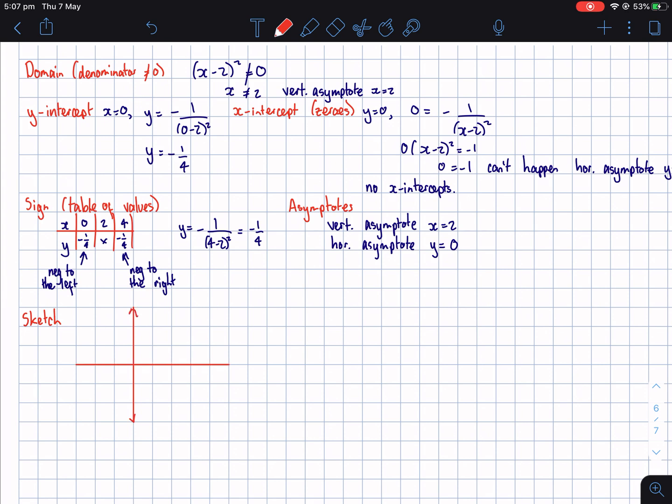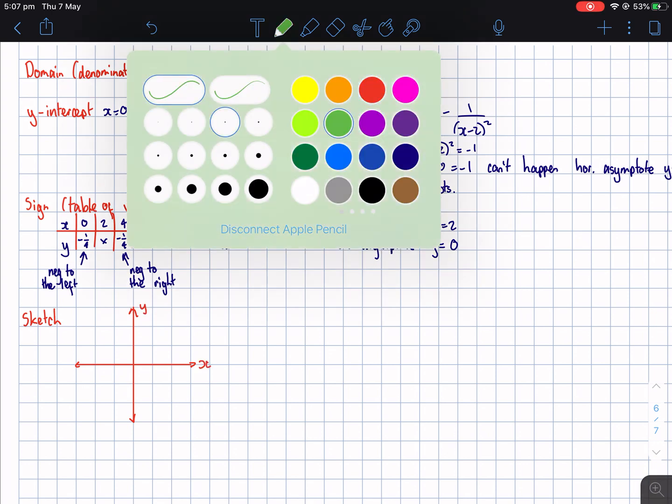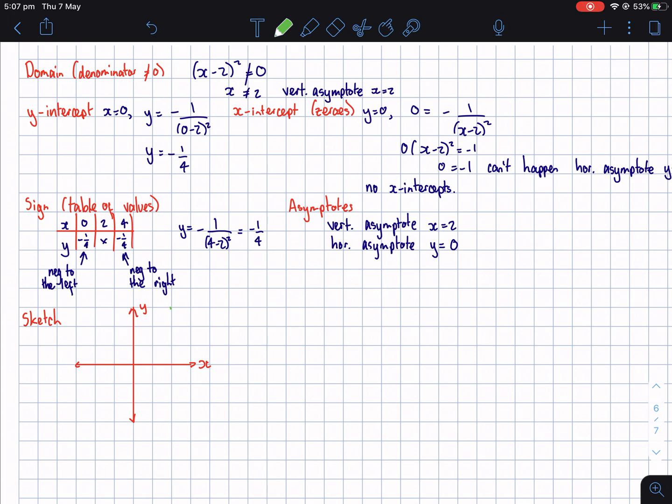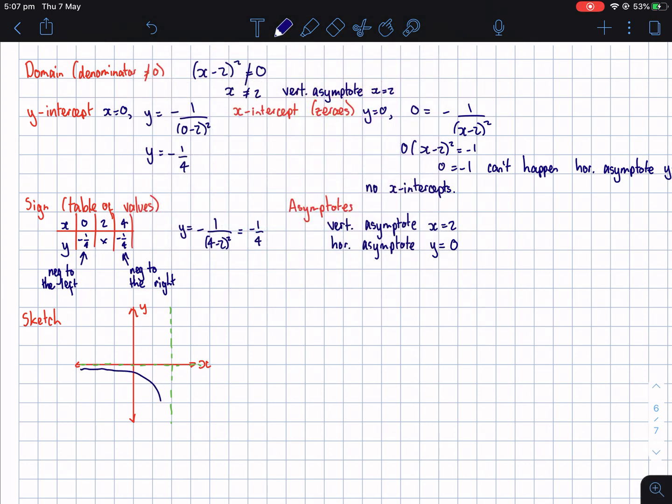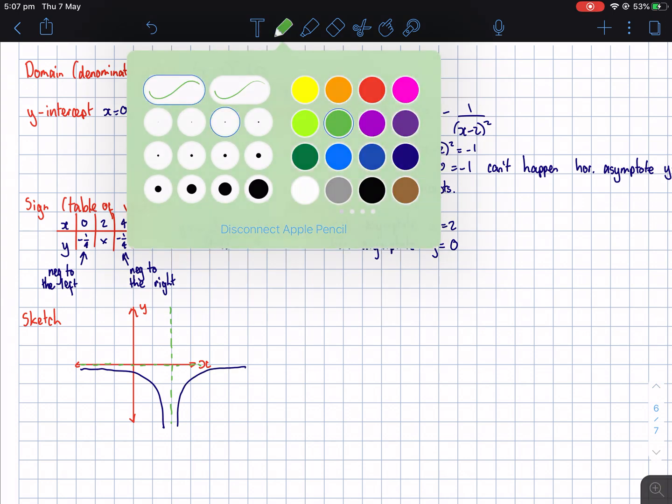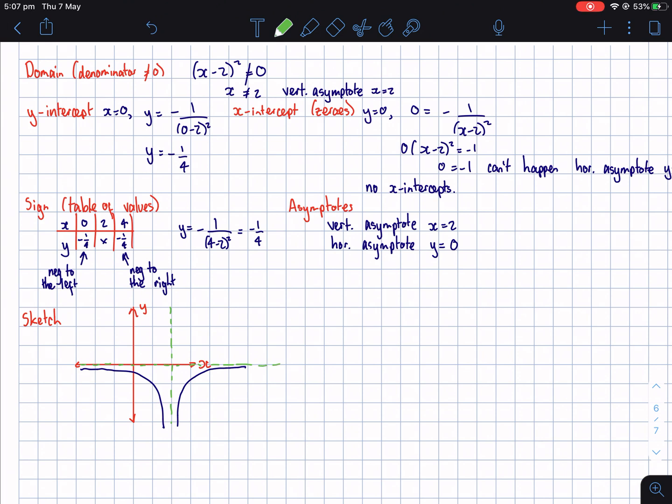Again, we never do a good job of this. So our vertical asymptote was x equals 2. Our horizontal asymptote was y equals 0. We know it's negative to the left and it's negative to the right. And now we're just going to put in the intercept that we found. So this is the point (0, -1/4). Notice that I didn't bother drawing it very well. Never bother drawing it well. Fit in the points you have afterwards. And that's it sketched.